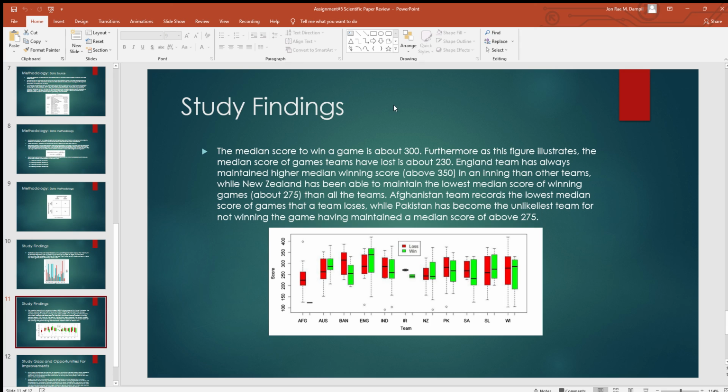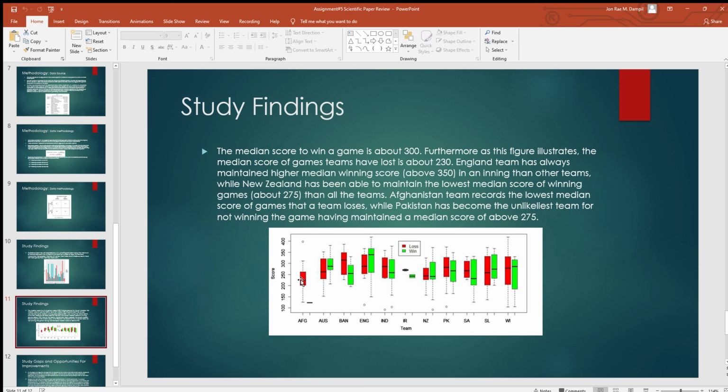In addition to the study findings, we were able to compute a median score of about 300. That means the median score is where most of the values meet, like an average. So it's an average winning score of around 300 in this section. All the greens almost intersect at this point.